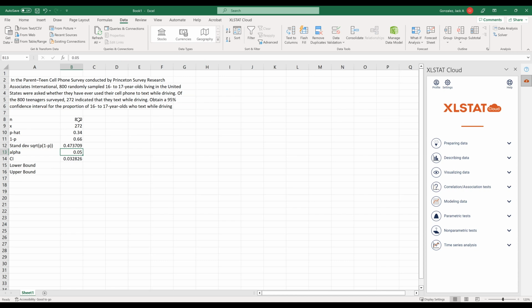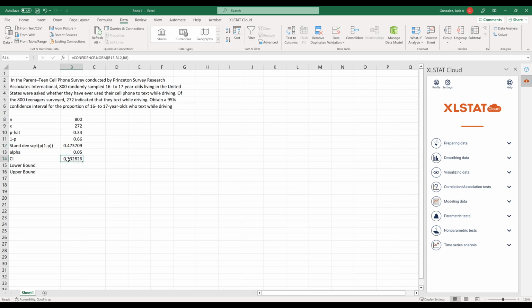If they say 95%, change to 0.05. N is the sample size. X is the 272. P hat is x divided by n, the estimate, right? Q, or 1 minus p, is 0.66, okay? Standard deviation, I gave this to you last week. It's the square root of p times 1 minus p, which is 0.47. So you're going to need these values to calculate the CI, okay?